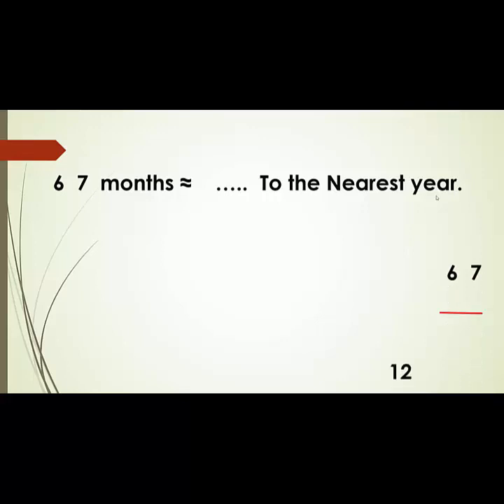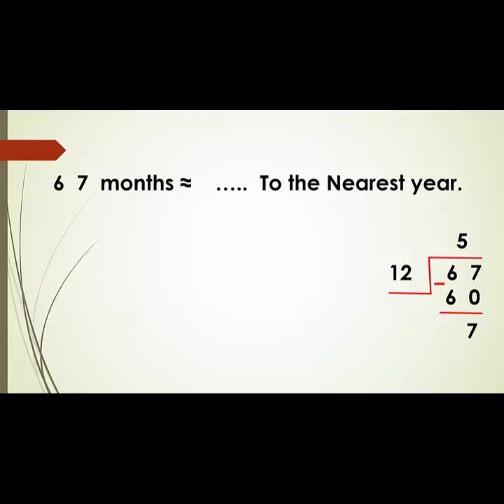Okay? Another exercise. Here I have 67 months. I want the nearest year. From the smallest to the greatest, I'll make division. Okay, my students, how many months in the year? I have 12 months in the year. So my students, I'll take 67 divided by 12. 12 times what equals 67 or nearest to 67? It's 5, teacher, 12 times 5 equals 60. And the remainder will be 7.